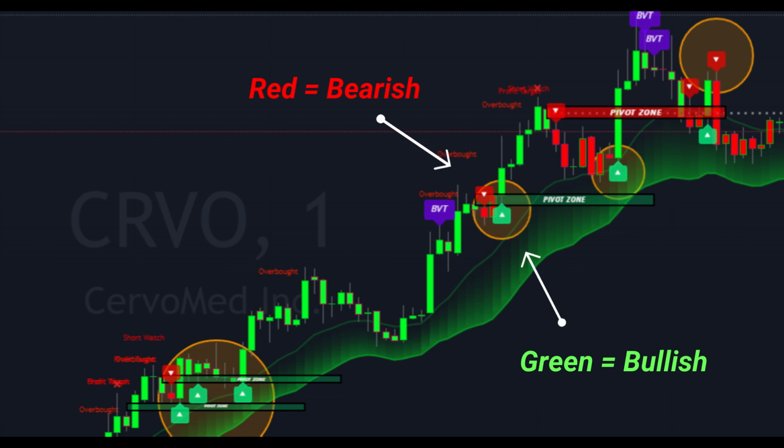By default, bullish signals appear in green and bearish signals in red. However, these colors can be fully customized in the user settings to match your preferences.